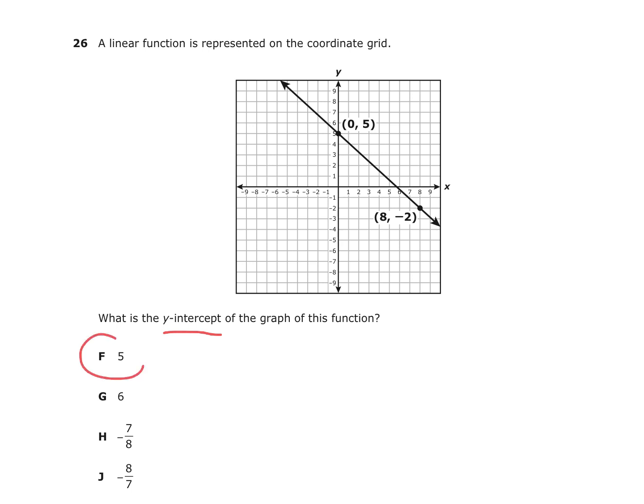Did you get F? Yes, that might be one of the easiest ones on the test. The y-intercept is where it crosses the y-axis. So if they're looking for the y-intercept, where does it cross the y-axis? It crosses at 5. So F equals 5. That was the correct answer.